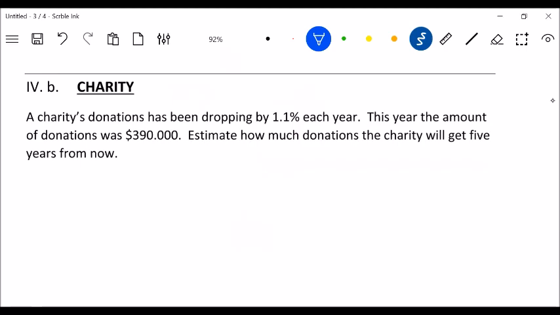Now, this one's also dropping, so this is a decay problem. And it's going down by this much for the rate. And this year, the amount of donations was this, so this would be our A. Oh, and that's supposed to be a comma here. So it's 390,000. That's the initial amount, and then 5 years from now, so that means we're going from 0 to 5. Okay, so we're going 5 years from now.